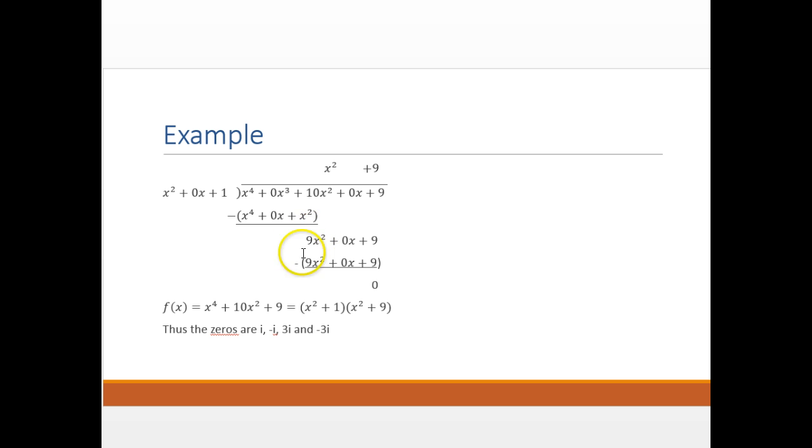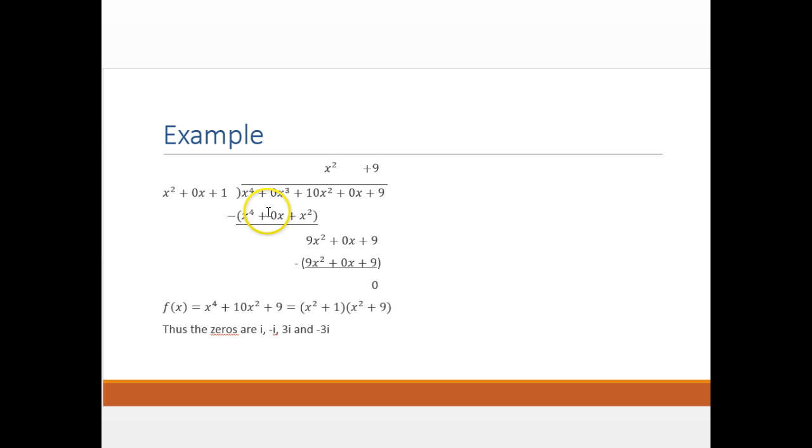I line these up so that the columns all have the same amount. So x squared times x squared is x to the 4th plus 0x plus x squared. Again, I subtract. 10x squared minus x squared is 9x squared. Bring down 2 of these because I have 3 terms out here. So 9x squared plus 0x plus 9. How many times does x squared go into 9x squared? 9 times. Again, we multiply. 9 times x squared is 9x squared plus 0x plus 9. We subtract these. We wind up with 0.